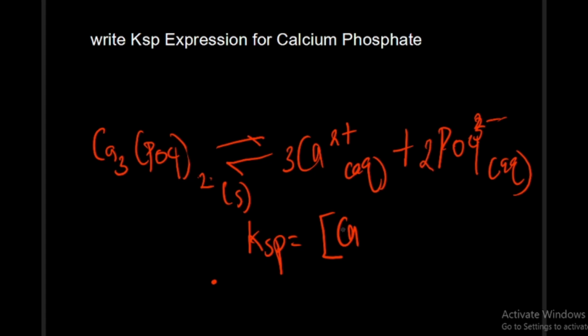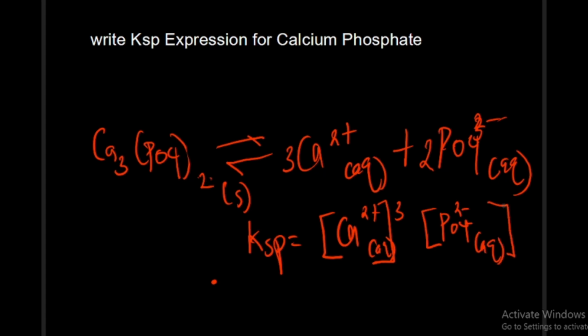Do you understand? So you want to write the Ksp expression. Now it's going to be the concentration of Ca2+ raised to 3, aqueous, right? Then the concentration of PO4 3- aqueous, raised to 2. Do you understand? So now this is the Ksp expression for calcium phosphate. Hope you can understand.